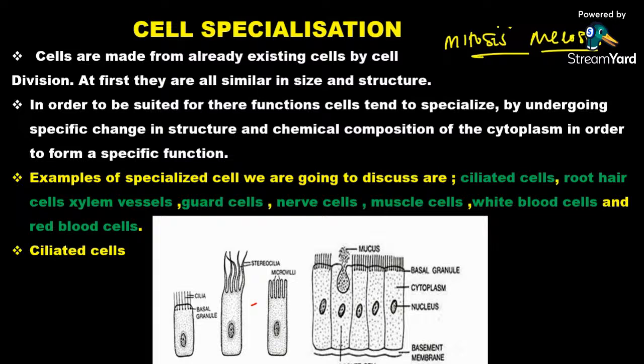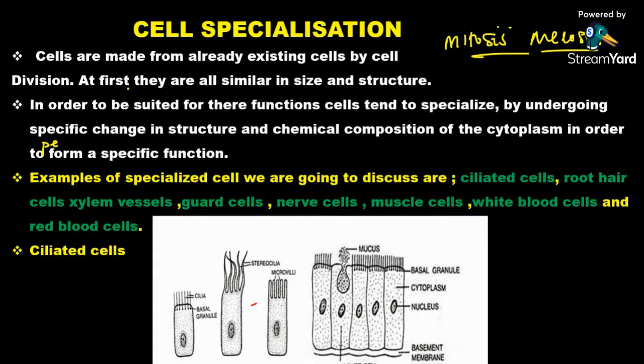So in order to be suited for their functions, cells tend to specialize by undergoing change. This change happens in the structure and chemical composition of the cytoplasm in order to perform specific functions. So in order to be suited for the functions, cells tend to specialize by undergoing specific change in structure and chemical composition of the cytoplasm in order to perform a specific function.